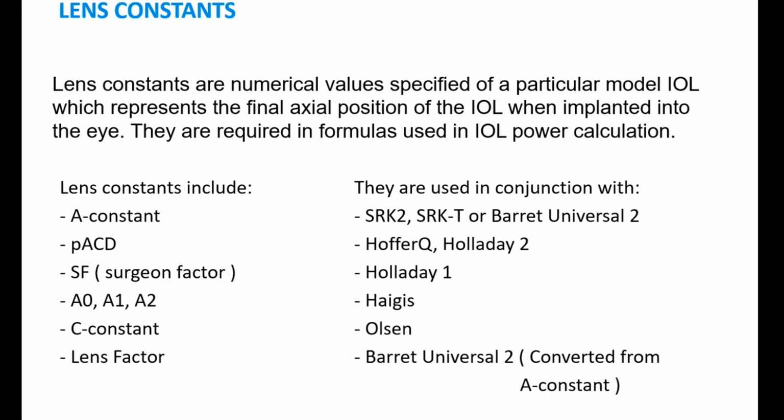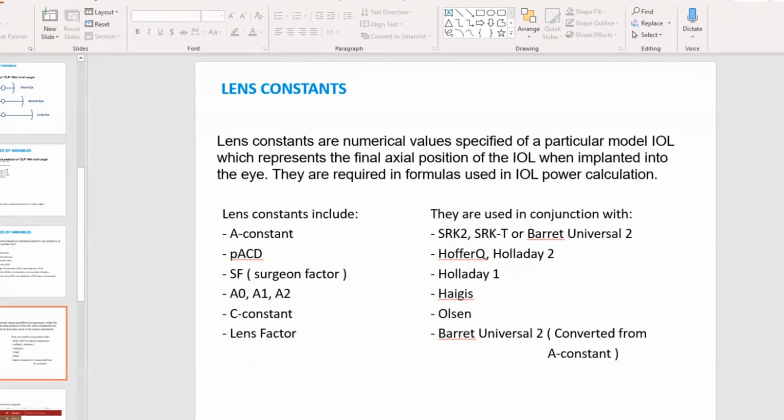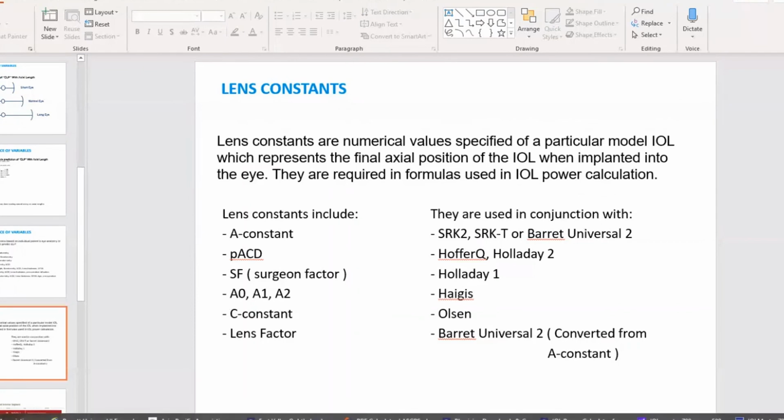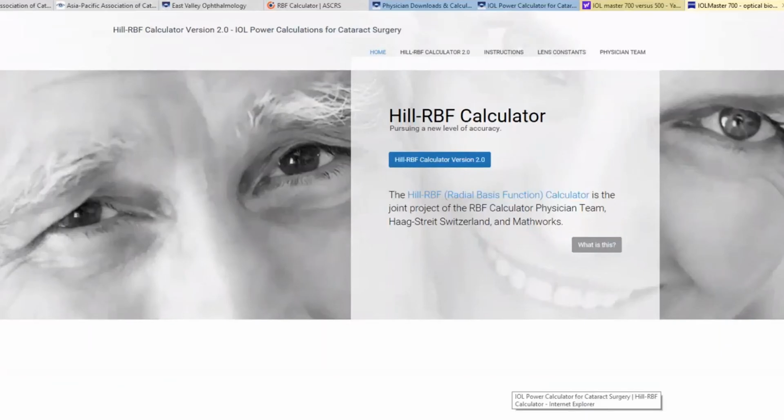So the other formula that is not listed here is RBF. So RBF uses predicted ACD. I didn't list it here, but I can show you the formula. The formula can be found in some of the instruments like the LENSTAR, but you can also do it online, right? So you can look for it under the Dr. Warren Hill website.